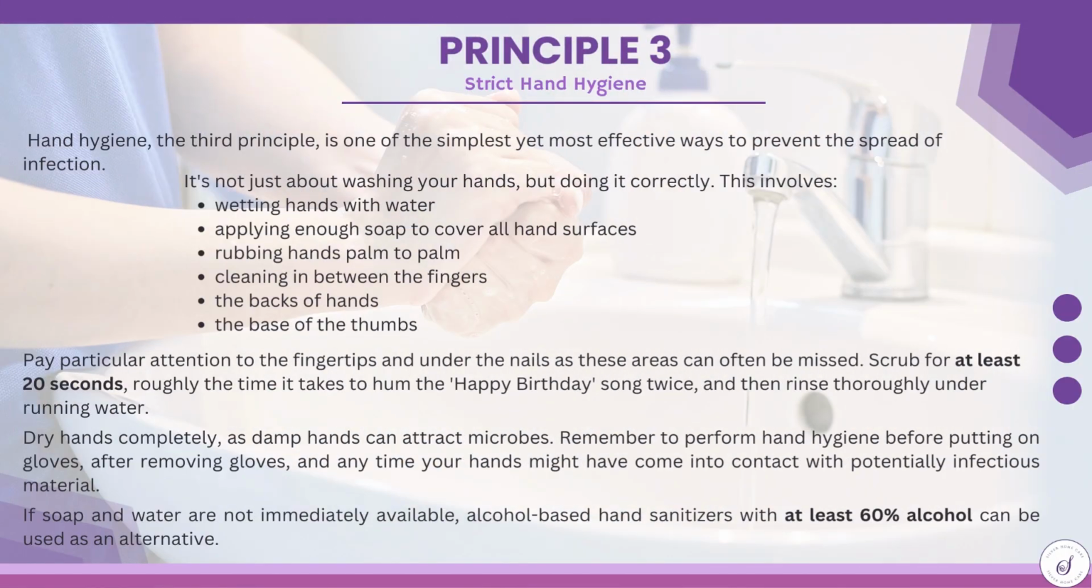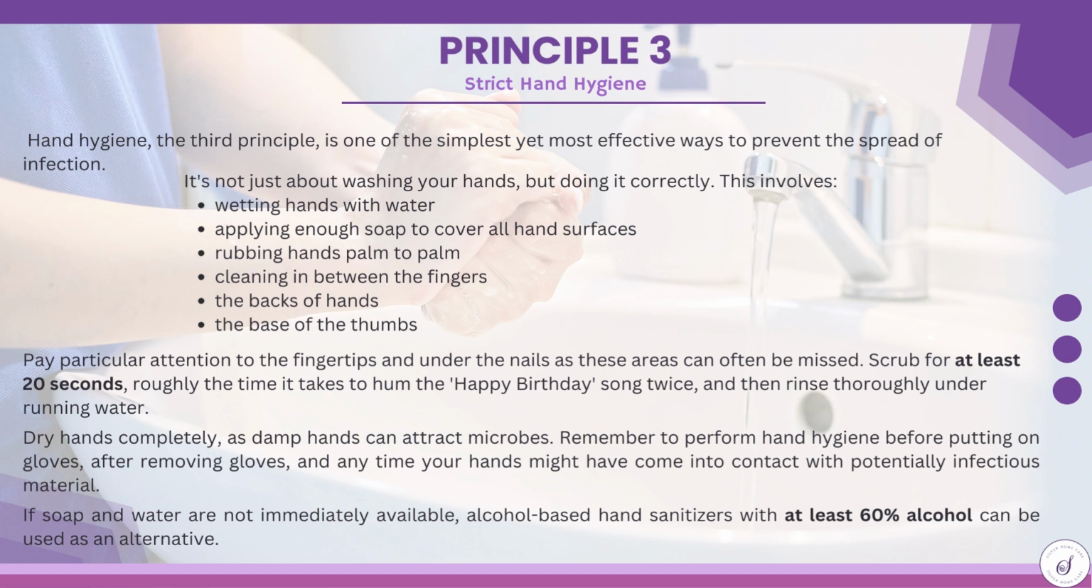Principle 3. Strict hand hygiene. Hand hygiene, the third principle, is one of the simplest yet most effective ways to prevent the spread of infection. It's not just about washing your hands, but doing it correctly. This involves wetting hands with water, applying enough soap to cover all hand surfaces, rubbing hands palm to palm, and cleaning in between the fingers, the backs of hands, and the base of the thumbs. Pay particular attention to the fingertips and under the nails, as these areas can often be missed.